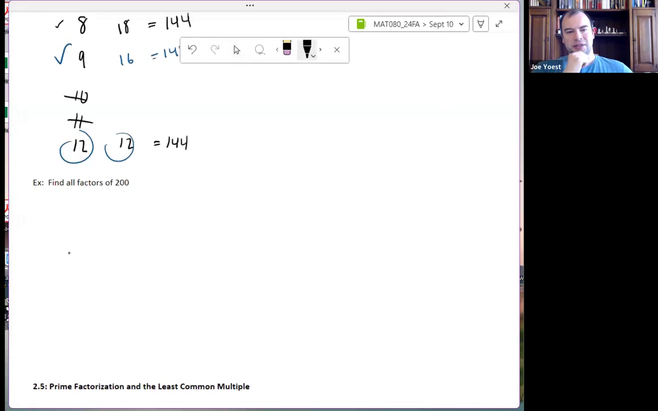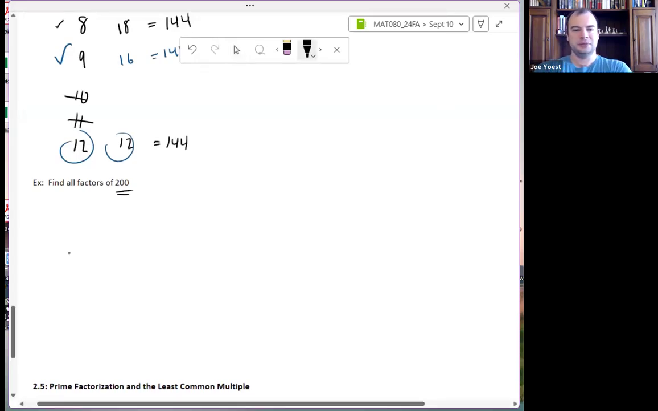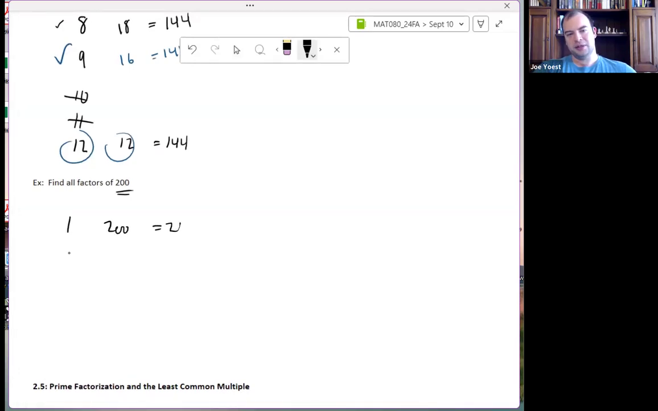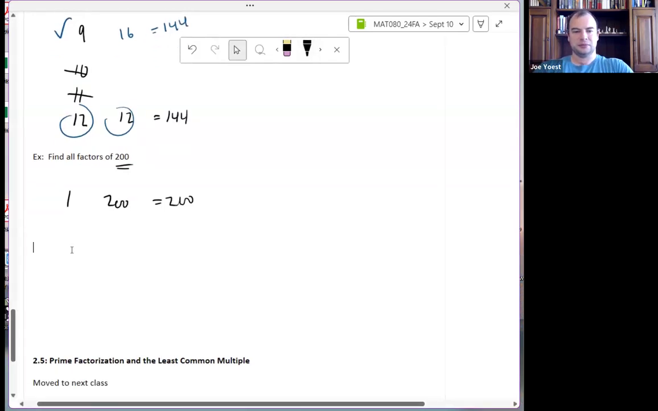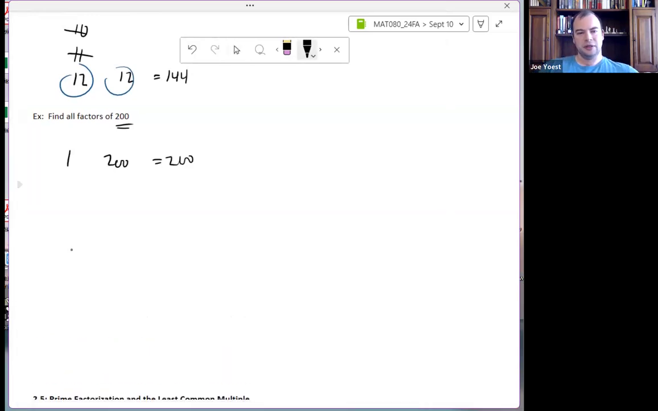Okay, let's work on the number 200. And here we, of course, have 1 times 200 is 200. So 1 is always a factor of a number. We have 2 times 100 is 200. I think that's a pretty easy one. What about 3? Well, 200 is a pretty big number. I'm not sure right away, but I do look at the sum of the digits. 2 plus 0 plus 0 is 2, and 2 is not a multiple of 3, so 3 is not.